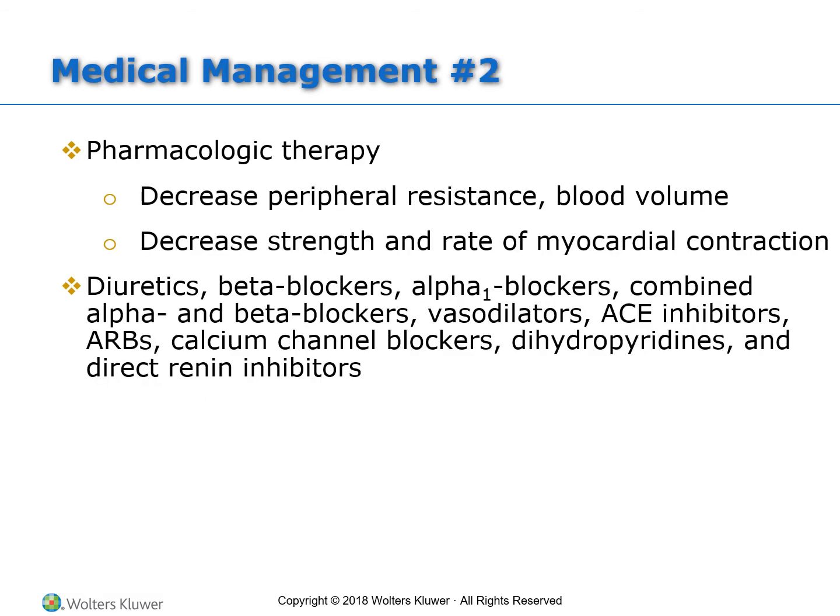As far as pharmacological therapy, it depends on the patient. The whole purpose is to decrease peripheral resistance and decrease strength and rate of myocardial contraction. You might want to decrease blood volume as well. If you want to decrease blood volume, then diuretics work great for that. They can also get ACE inhibitors, beta blockers, vasodilators, calcium channel blockers. There's just so many things, ARBs.